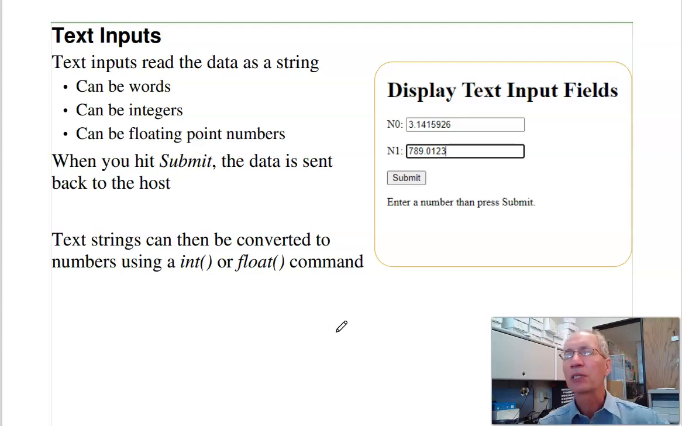So let's start out with a text input. What a text input does is I've got this text window. I can type in whatever I want. It can be words, integers, floating point numbers, whatever. When I hit submit, the data is submitted back to the host. Once the host gets the data, again, the host is going to get that as a text string. I can convert it to an integer or floating point number in Python.